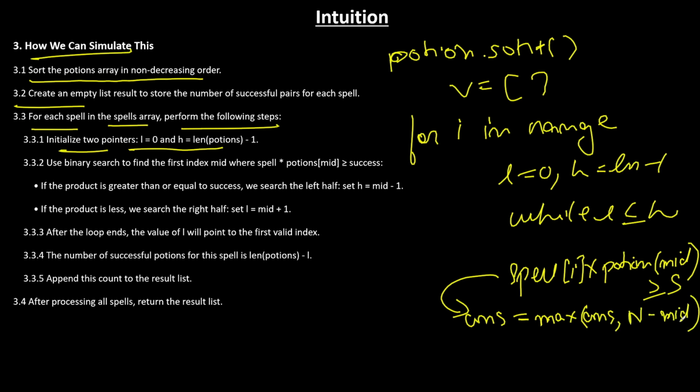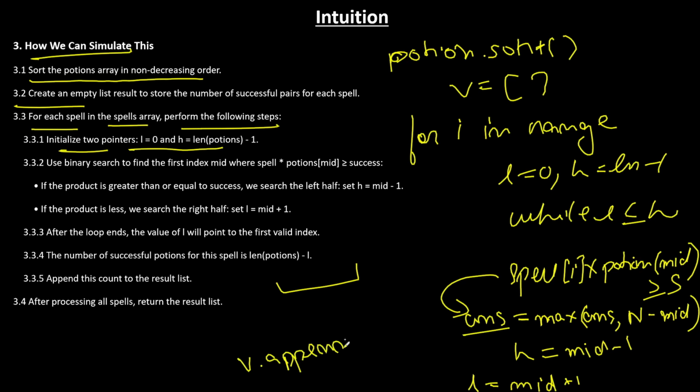This way we got all the values of the range. That means these are the values which are allowed to be taken, and this will give the product greater than the success. And we will reduce the search space by h equals to mid minus 1. Else, in the else case, l equals to mid plus 1. That means the product which we got is less than the success. Pretty simple. And after this binary search, we will append this answer into v dot append. It is what is written here.